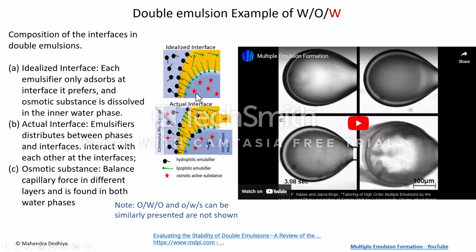The composition at the interface has three components: the core or inner water phase, W1, the oil phase as depicted by yellow, and the outer water phase, that is the vehicle phase or external phase. At the interface between the core, i.e. the inner water phase, and oil, these are lyophilic emulsifiers towards oil. The tail will orient towards oil.